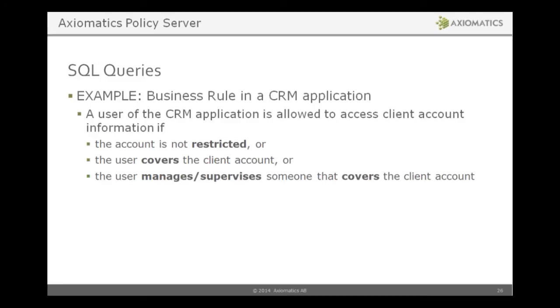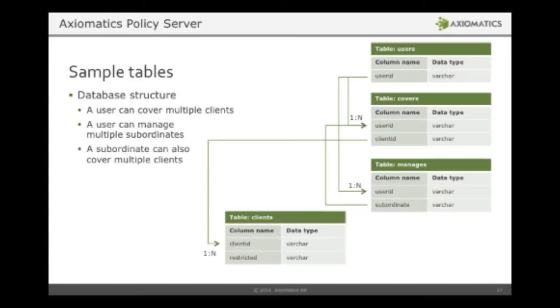Okay. So we have the database structure here. Yeah. In this case, you have all the information in the database. You can see there is a table which contains a list of users and another table which contains a list of clients and whether the client is restricted or not. There is a relations table, covers, which contains the relationship between the user and the client, whether the particular user covers that client or not. And there is another relationship table, managers, which contains who is supervising whom. So these are the tables in the database schema.